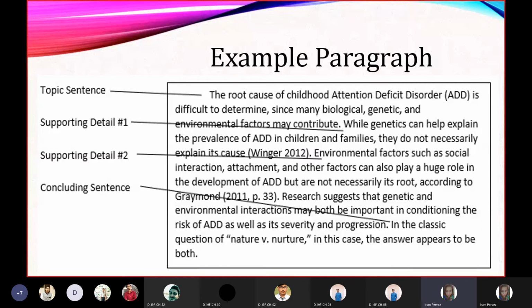So in the topic sentence, when you read about ADD, you understand that this is about ADD in a child, right? And then when you read the supporting details, you can understand that each and everything is talking about ADD, right? And in the concluding sentence, we can understand that it is talking about nature and nurture.